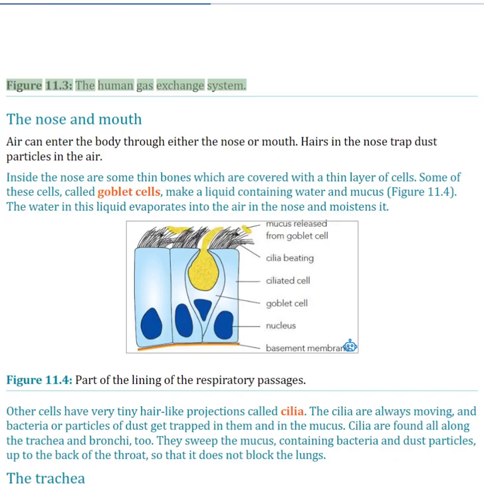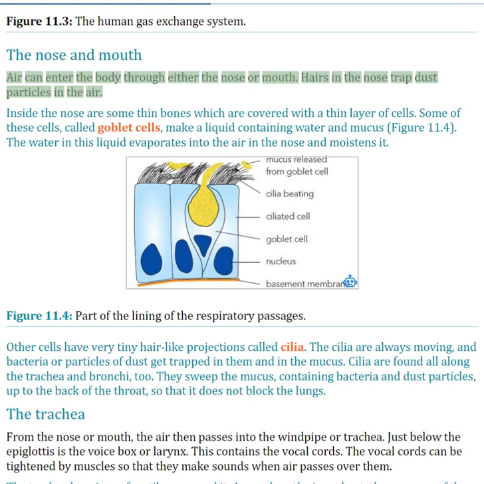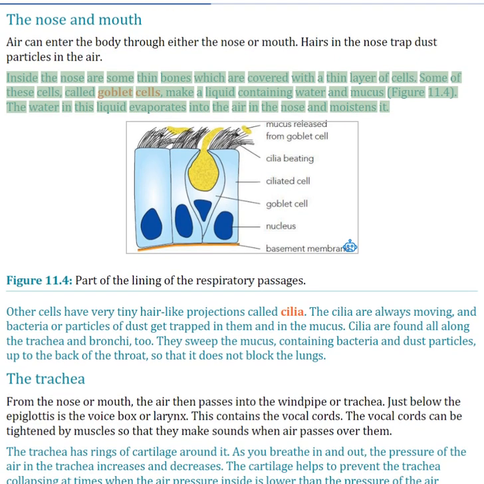Figure 11.3, the human gas exchange system. The nose and mouth. Air can enter the body through either the nose or mouth. Hairs in the nose trap dust particles in the air. Inside the nose are some thin bones, which are covered with a thin layer of cells. Some of these cells, called goblet cells, make a liquid containing water and mucus. The water in this liquid evaporates into the air in the nose and moistens it.